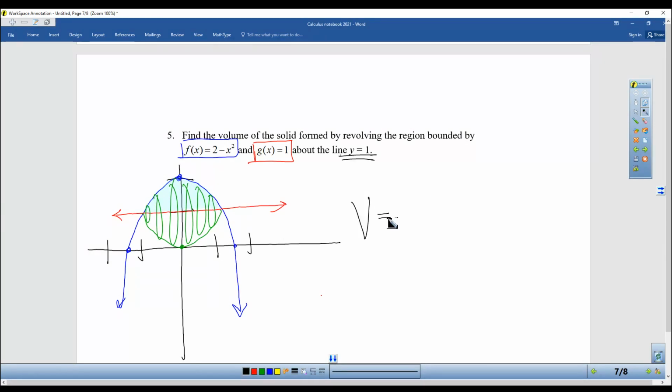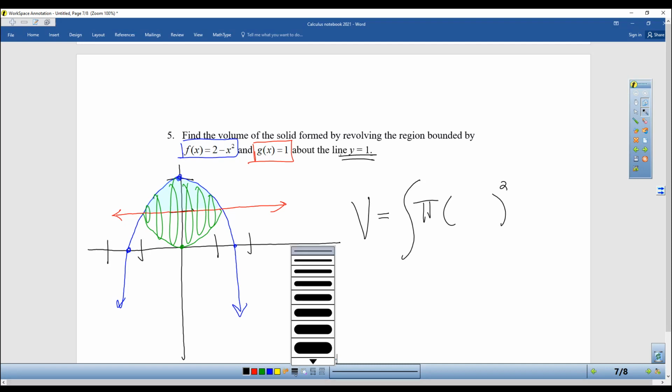Always start the same way. The volume is adding up a bunch of disks that all have the area pi r squared. Okay, this is the most important one we're doing today. So the question is, what is the radius? What is this distance right here? Every time. How can you find it?